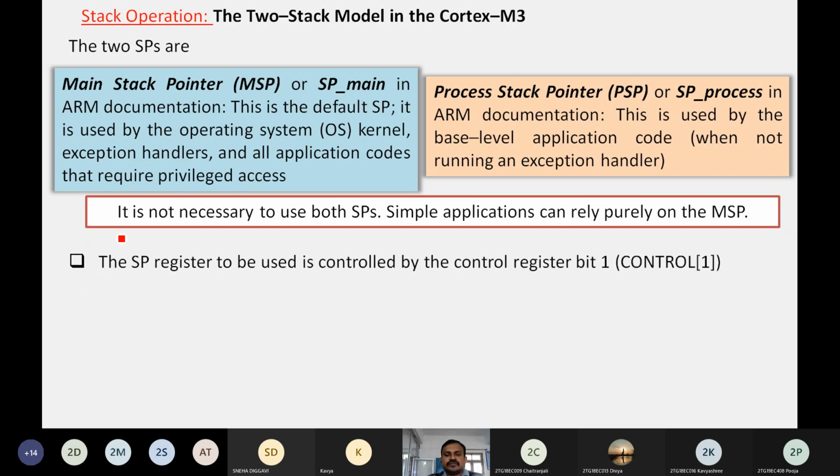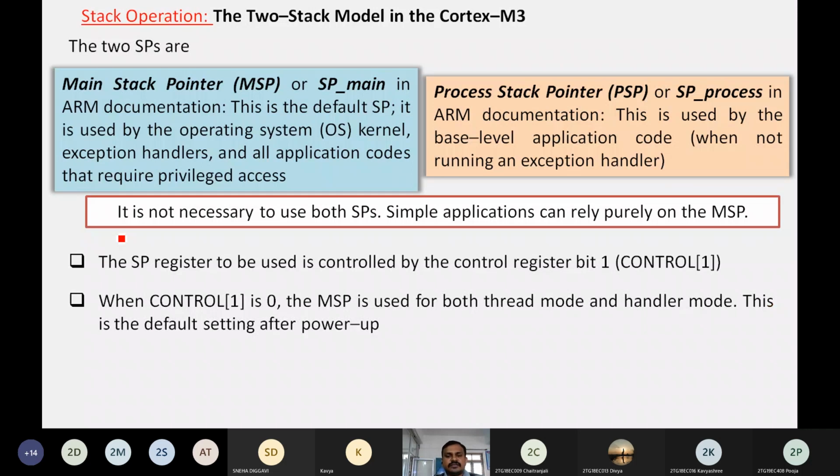The SP register to be used is controlled by the control register, bit number 1, because this control register has 2 bits. Bit number 1, the higher bit, is the MSP bit you may say. The MSP bit is used for controlling the stack pointer register. If this higher bit of the control register is 0, the MSP is used for both thread mode and handler mode.